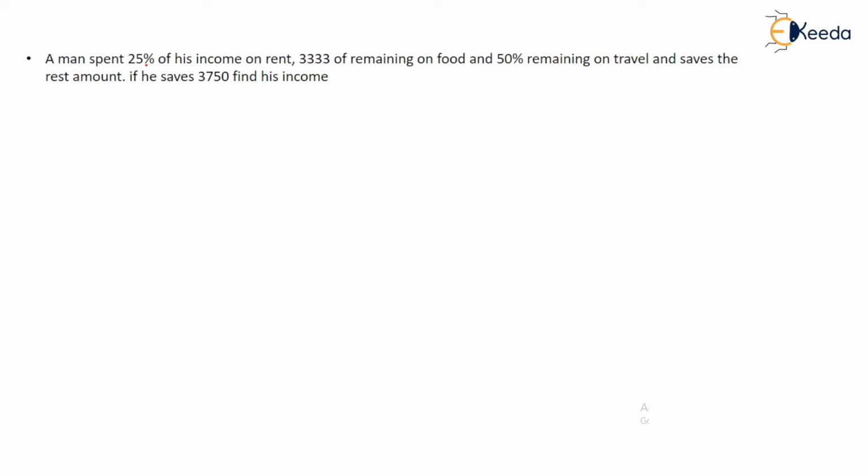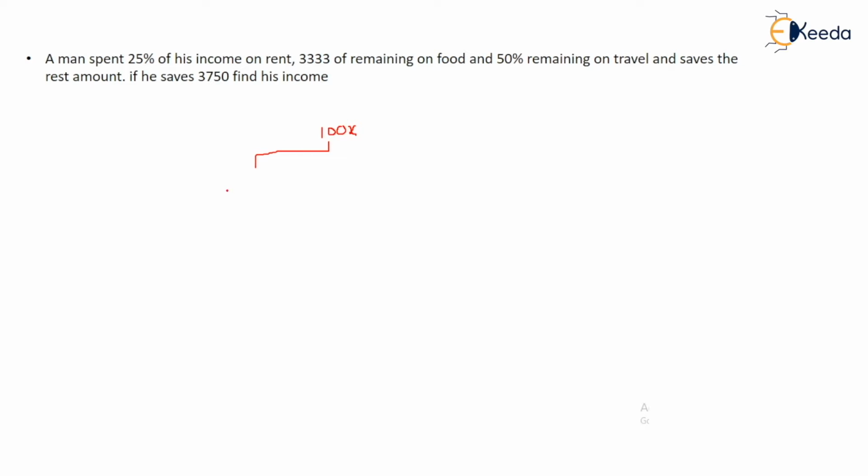Now this question: a man spent 25% of salary on rent, 33.33% of the remaining on food, and 50% of the remaining on travel, and saves the rest of the amount. If he saves 3750, find his income. Same diagrammatic form. First solve the question on your own, then see the solution.